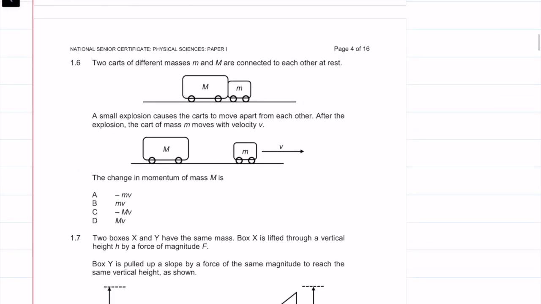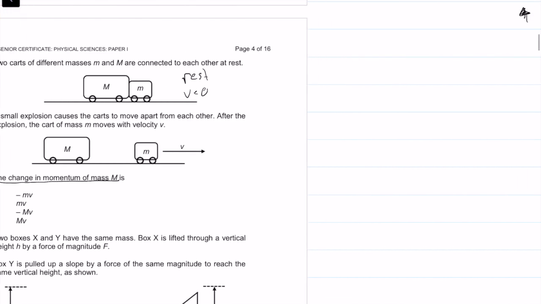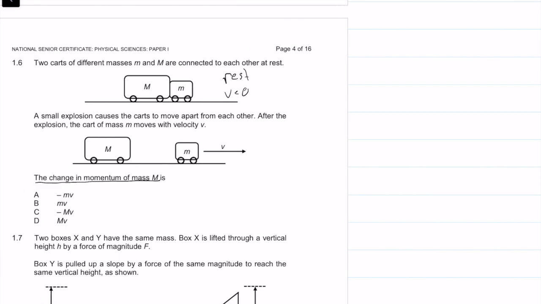Okay, so two cars of different mass, m and M, small and capital, are connected to each other at rest. So the system is at rest, so velocity equals 0 there. A small explosion causes the carts to move apart from each other. After the explosion, the cart of mass m moves at the velocity v. The change in momentum of the big mass cart is what?